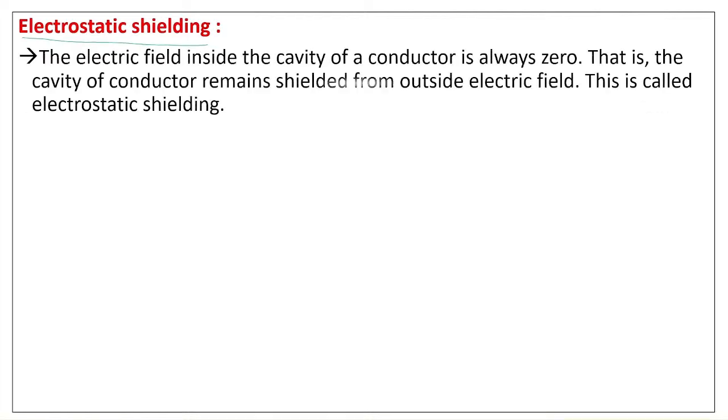Next is electrostatic shielding. Let's look at the definition and explanation. The electric field inside the cavity of a conductor is always zero. That is, the cavity of conductor remains shielded from outside electric field.